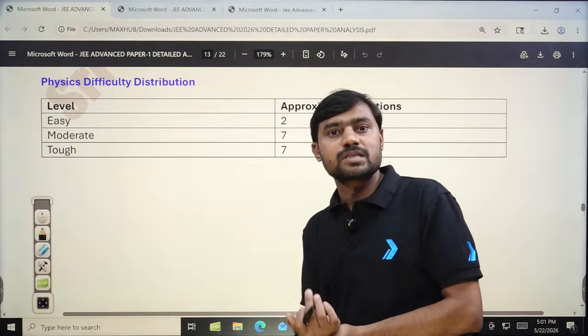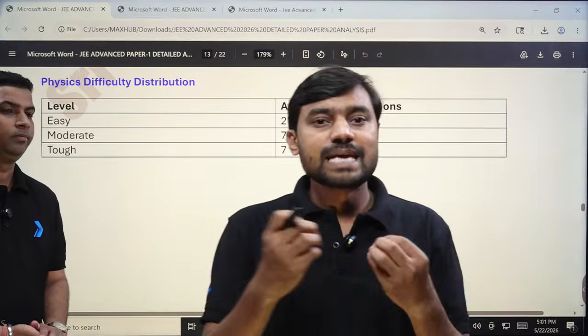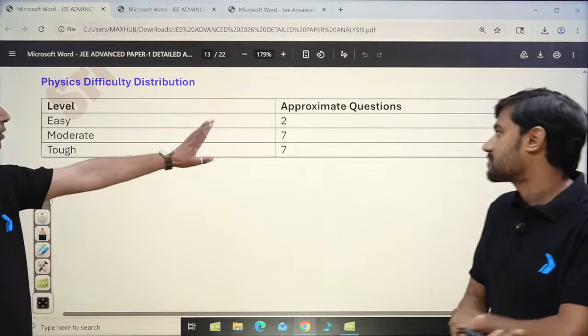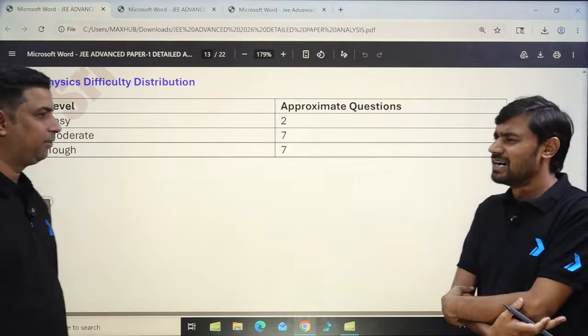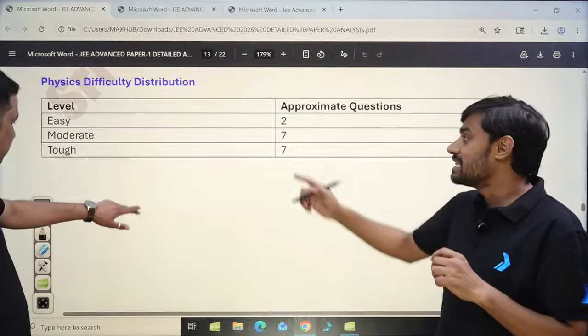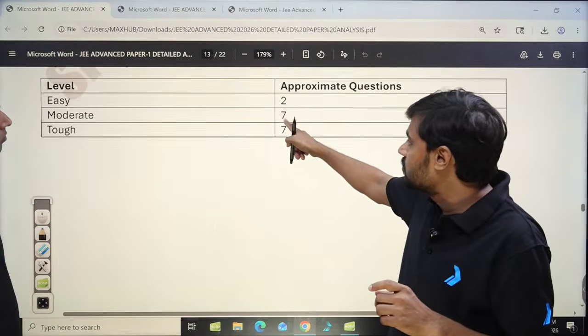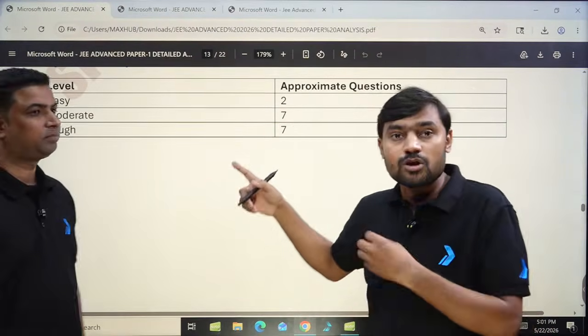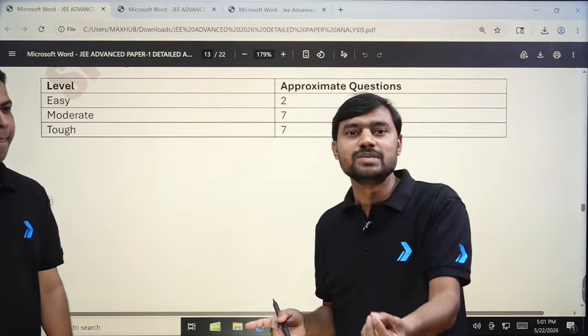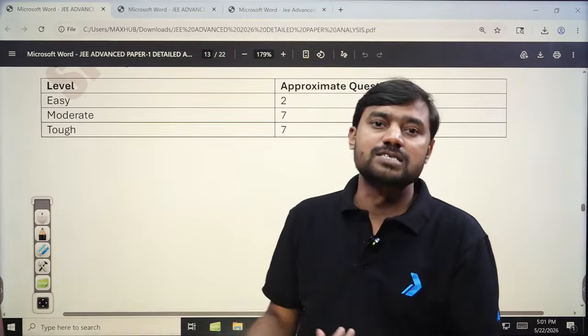Along with concepts, they need some rigorous calculation. So 9 questions were on the safer side for the JEE aspirants. But in these 9 also, there are some moderate questions which contain a lot of calculation. If you make a single mistake, then you will get a wrong answer.